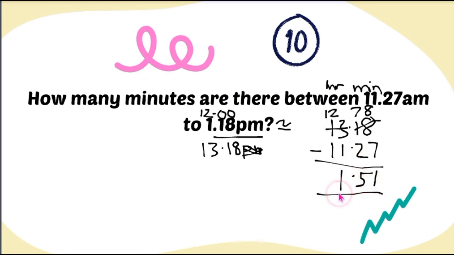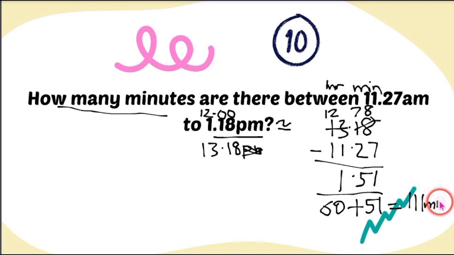So you have to change everything to minutes, because the question is asking you for how many minutes. So 1 hour to minutes is 60 minutes, and already we have 51 minutes here. So we just add that together. That will give me 111 minutes. Alright, so 111 minutes are there between 11:27 a.m. and 1:18 p.m.